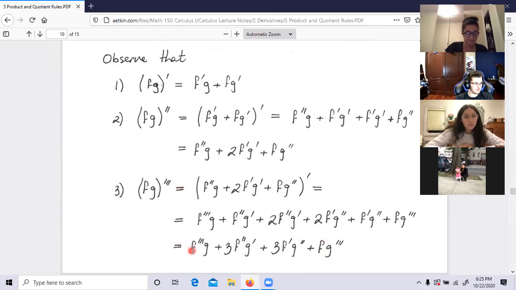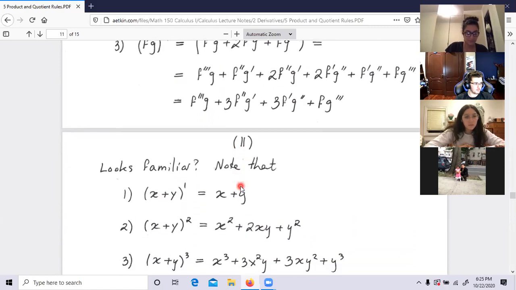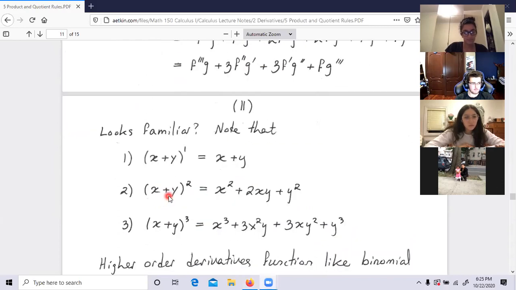Okay, and if you have ever played with expanding parentheses, you realize it's very similar. I hope you can see it here. It's called a binomial expansion. You see, x plus y squared is x squared plus 2xy plus y squared. X plus y cubed is x cubed plus 3x squared y plus 3xy squared plus y cubed. Do you see that this line here at the top of my screen is very similar to this line?